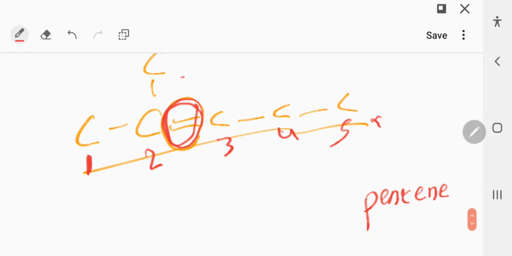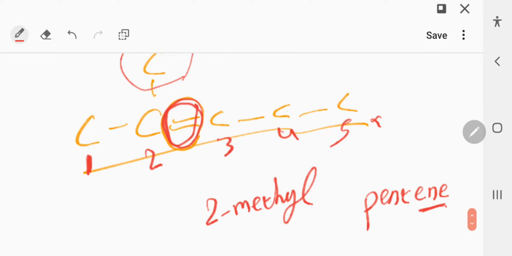And we have a branch here. So we have 2-methylpentene. But when we are talking about pentene, what is the location of the double bond? So we have to mention the location of the double bond, which is located or started from the second carbon atom here. So we have 2-methyl-2-pentene, and this 2 reflects the location of the ene here, which is the double bond.